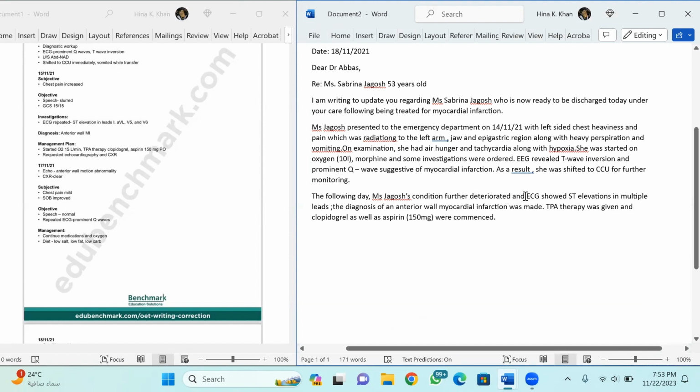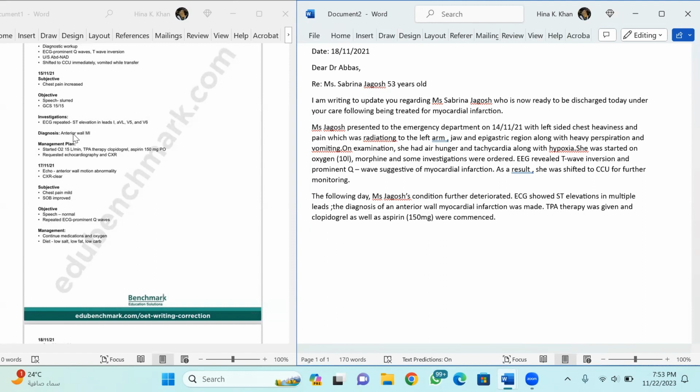You can just write this in a new sentence also. Further deteriorated, full stop. ECG showed ST elevations in multiple leads. There is no need to mention the leads, but if you want, you can mention them.